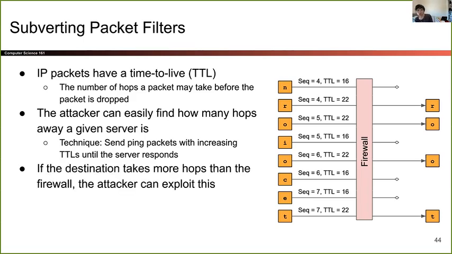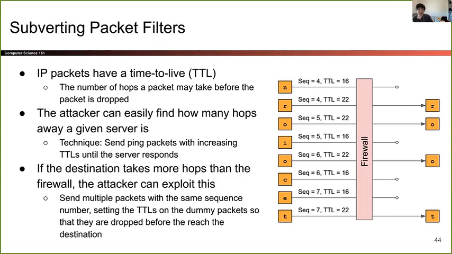Now what the attacker can do is start sending a bunch of different packets. These all have the same sequence numbers, but different times to live. Let's just look at these first 2 examples here. The attacker wants to get the letter R through. So they send 2 packets, N and R. They have the same sequence number, so it looks like these both belong to the same connection. But N has a time to live of 16, so maybe it dies right here. And R has a time to live of 22, so it will make it all the way to the destination.